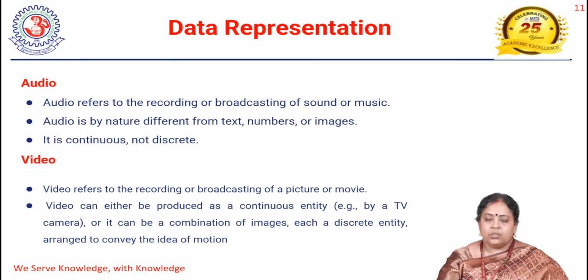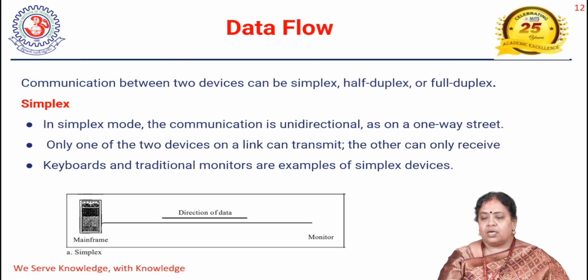So how is data represented in data communication? Data can be represented as text, numbers, image, audio and video. These are the data representations. Then we talk about data flow. In the name itself we can see how the data is moving, how the data is transferring from one device to the other device. Communication between two devices can be simplex, half duplex or full duplex. These are the data flows.